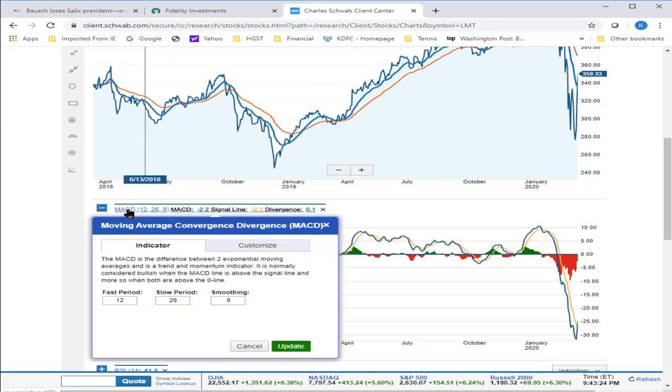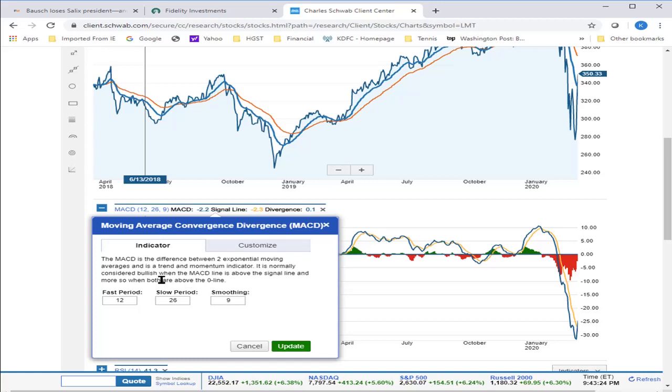the little explanation here says you have a fast period and a slow period. The fast period is basically a 12-day period, and the slow period is 26 days, and you have a smoothing window of 9 days. And again, the MACD is the difference between two exponential moving averages and is a trend and momentum indicator.